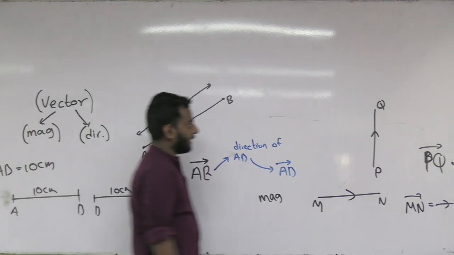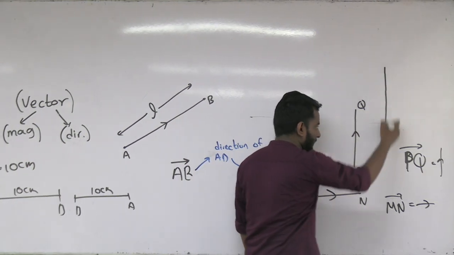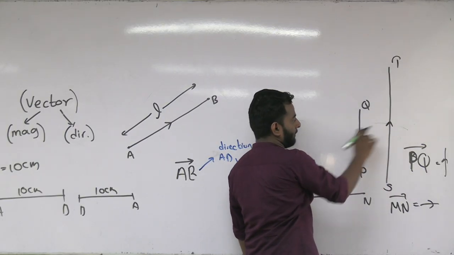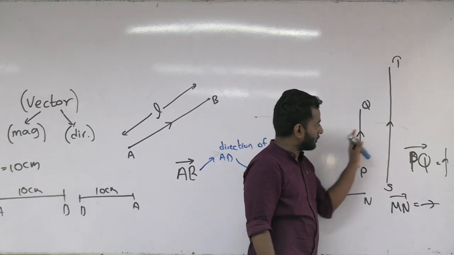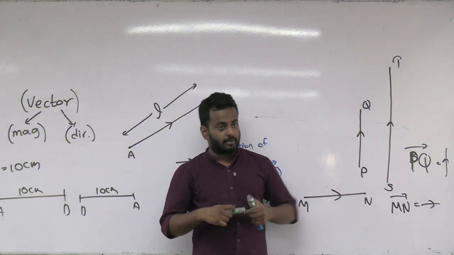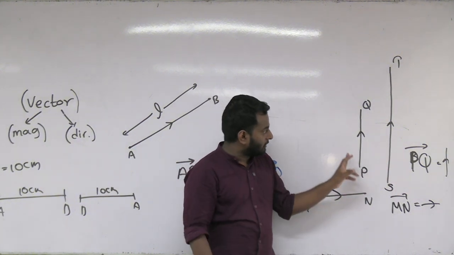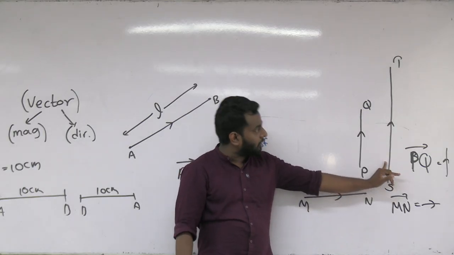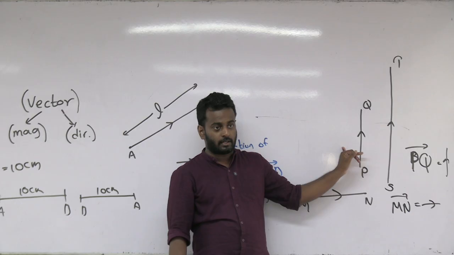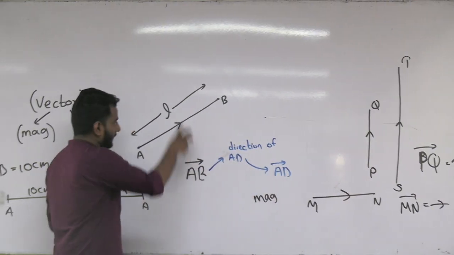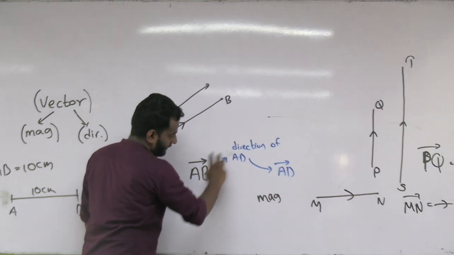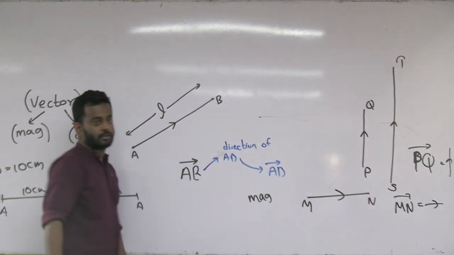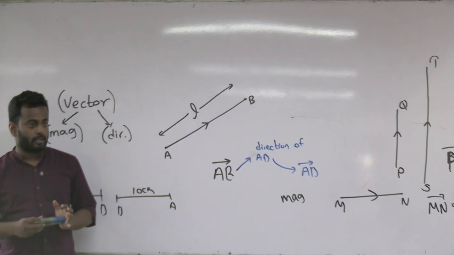For example, now see, we have a vector PQ and a vector ST. Both of them are vertical, which means both of them have the same direction. But is the magnitude of PQ and ST equal to each other? No. ST is much larger than PQ. Are you fine with that? Okay, so what we say is the length of the line represents the magnitude of the vector, and the direction of the line represents the direction of the vector. Are you okay with that?